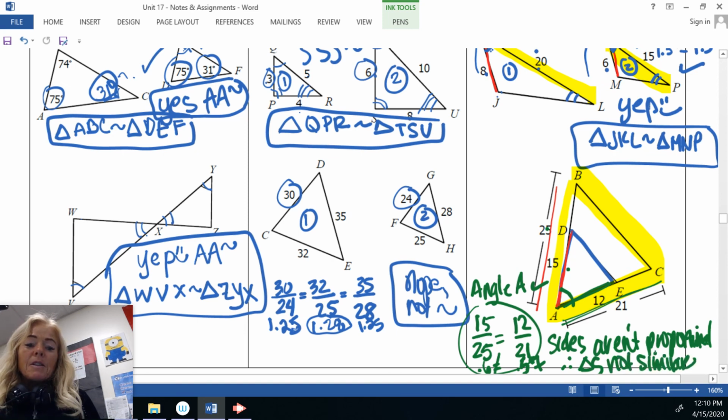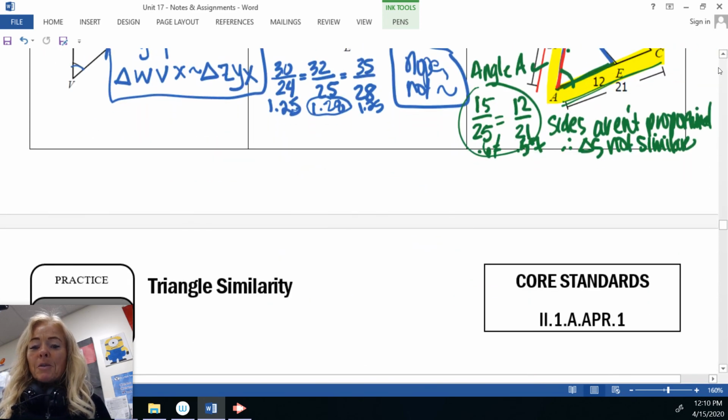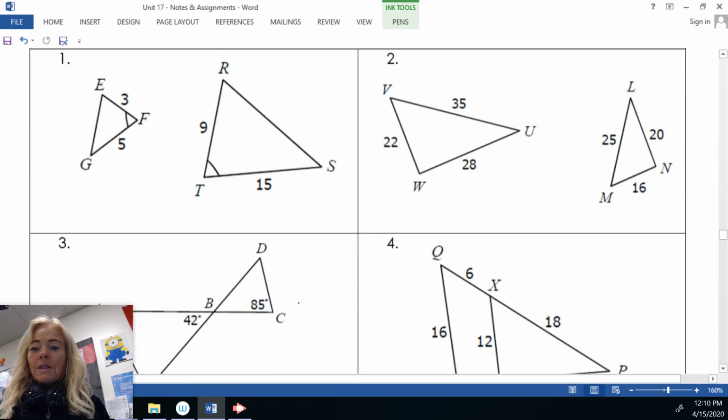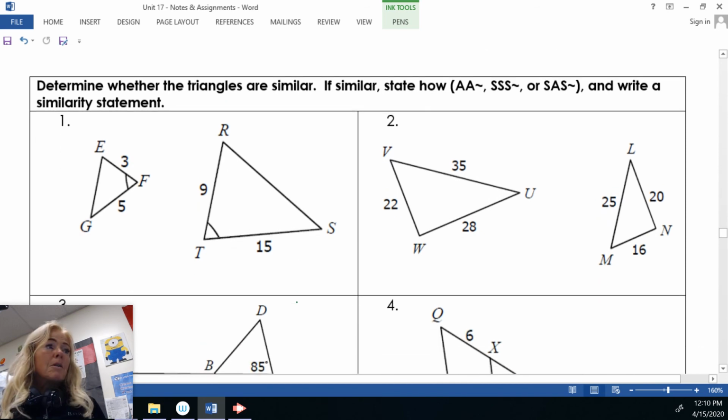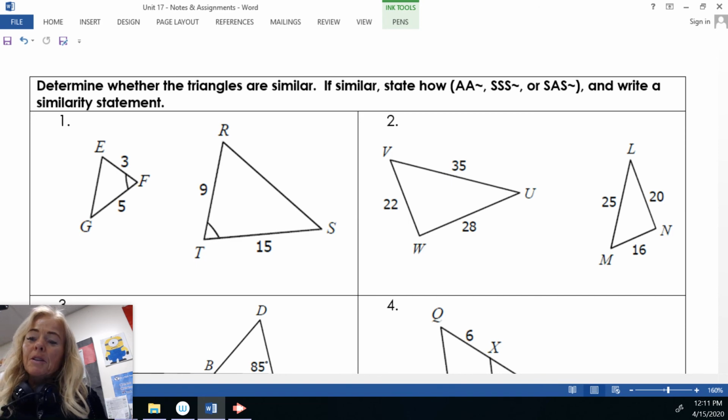All right, so that's the lesson. Now, when you get to your homework, which is directly following it in your packet, I'll do number 1 with you. I need to see what our time's at. Okay, so determine whether the triangles are similar, and if similar, state how, by angle similarity, side side similarity, or side angle side similarity, and then write a similarity statement.